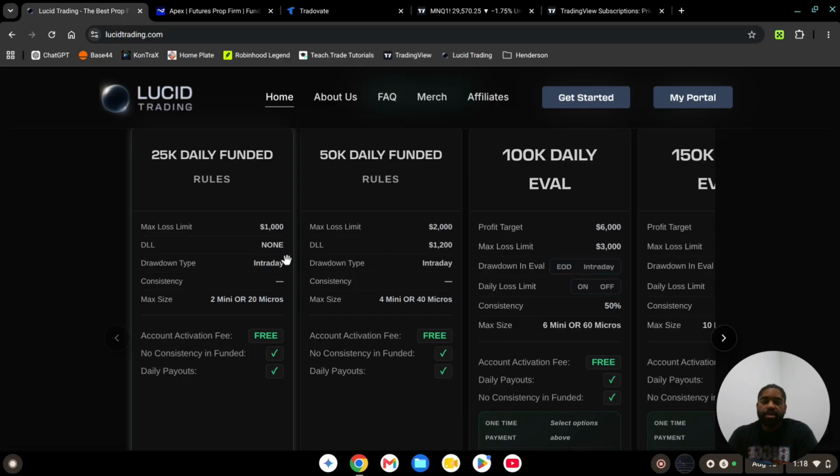Here, the DLL, if I remember correctly, I can't think of what DLL stands for off the top of my head, to be honest. Oh, daily loss limit. I'm sorry. Daily loss limit. So as you notice, this one has a $1,200 daily loss limit. This one doesn't have any because the max loss is already 1,000.